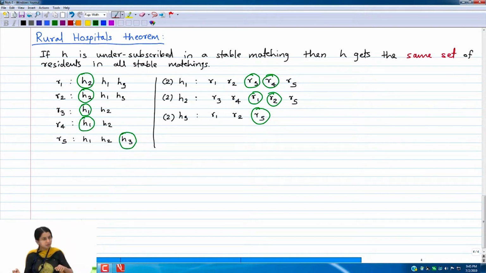What is another one? What if hospitals propose? Now remember that hospitals have to propose to multiple residents as long as they don't have capacity many residents.